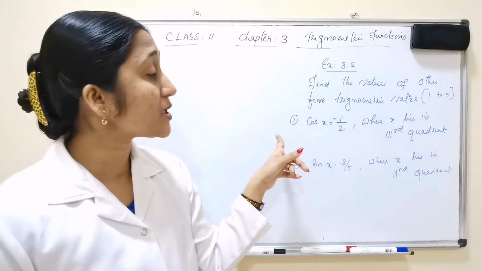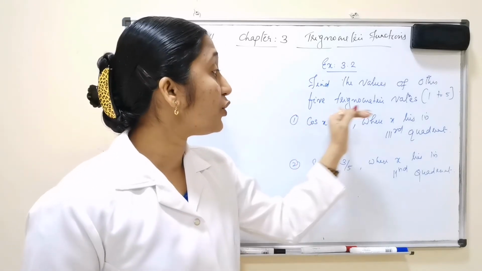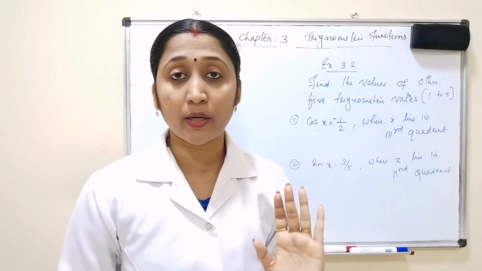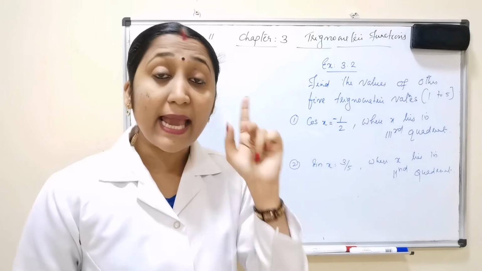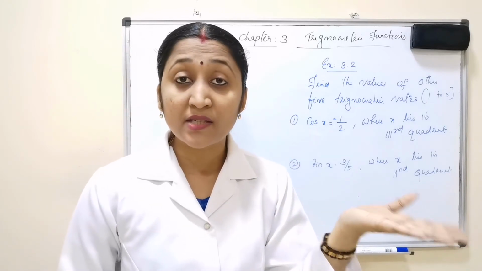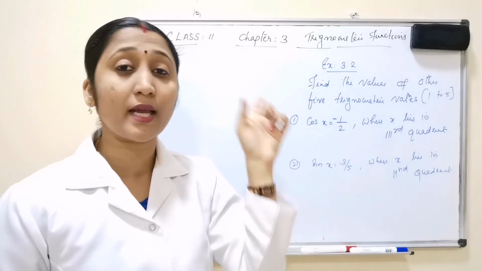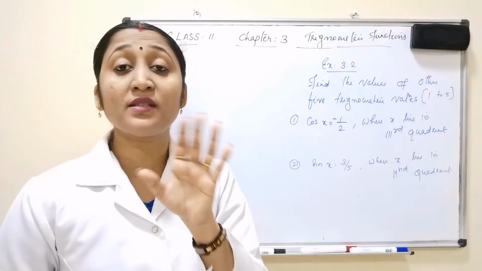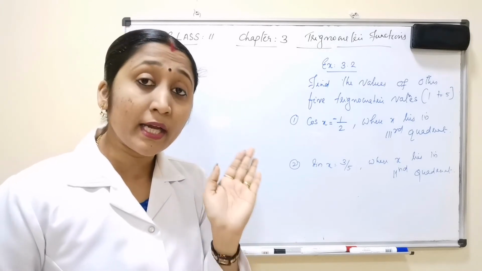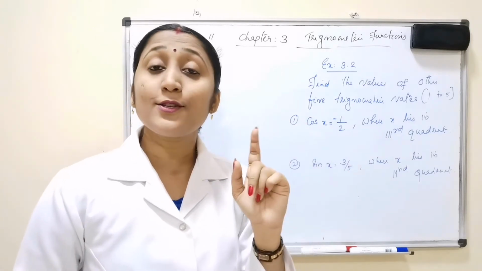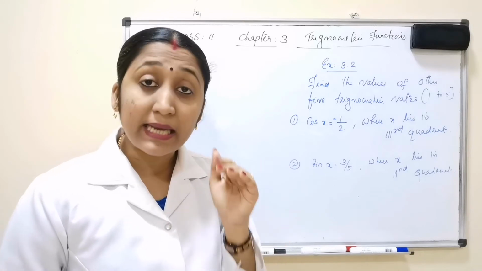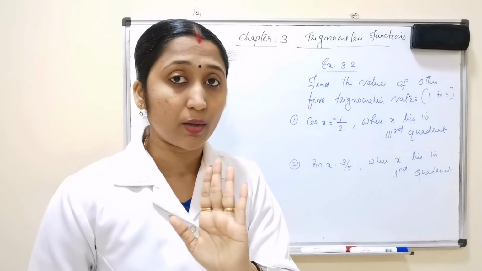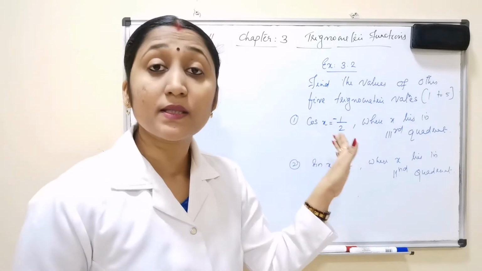Look at this first question: cos x equal to minus 1 by 2, where x lies in the third quadrant. We want to memorize this. X lies in the third quadrant means the angle is between 180 and 270. In the third quadrant, tan and cot are positive, and all other trigonometric values are negative. That is why cos is negative here.